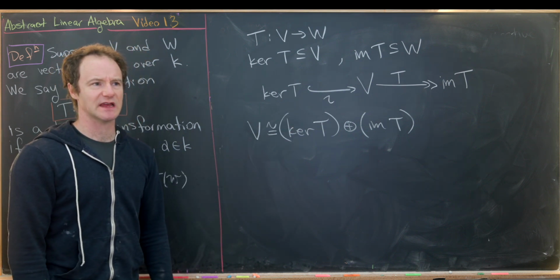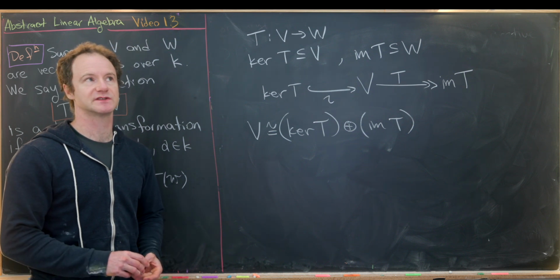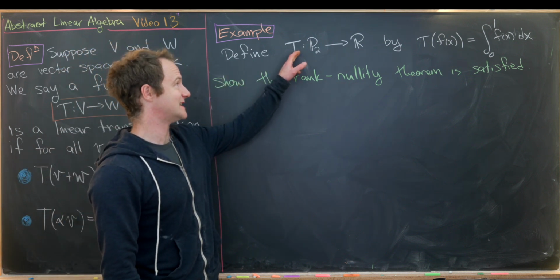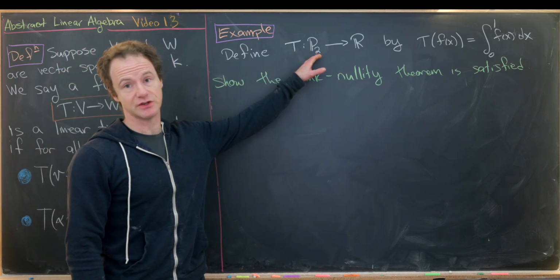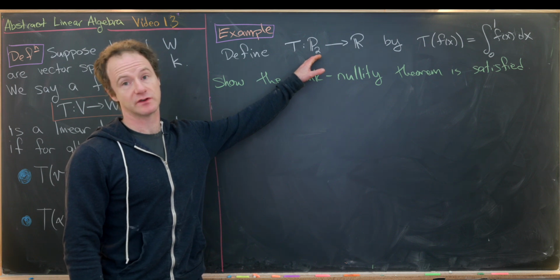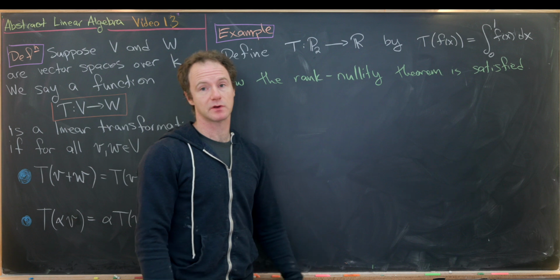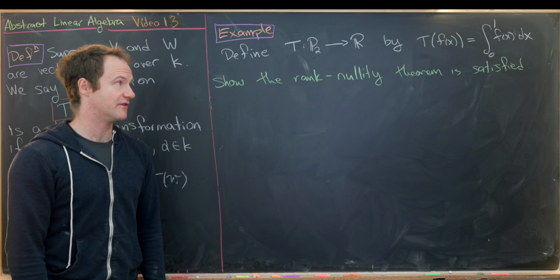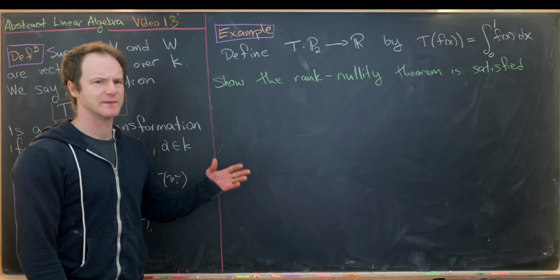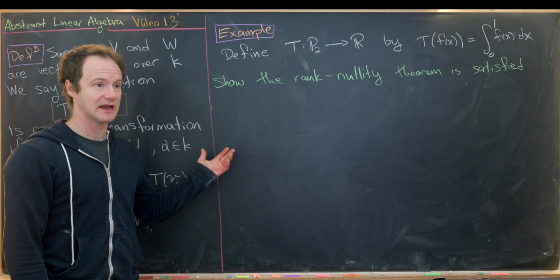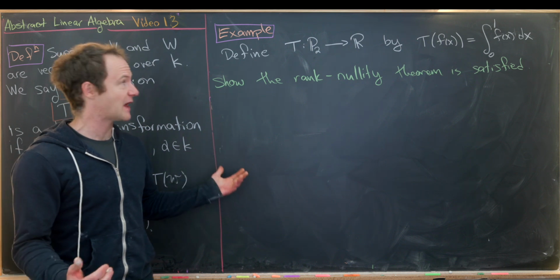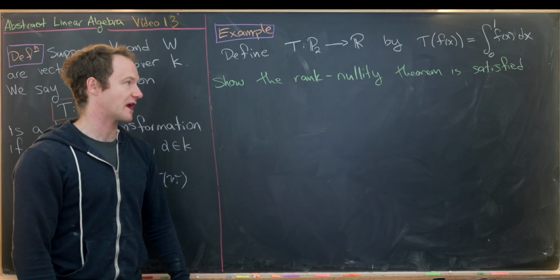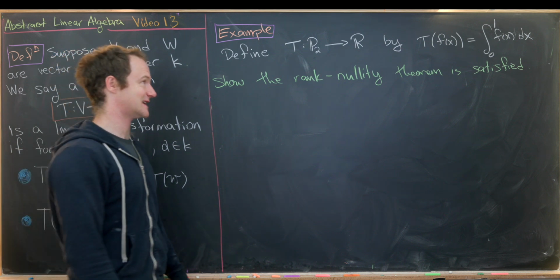Okay, so let's get rid of this, and then we'll do an example and leave you guys with some warm-up problems. Okay, so here's an example. Let's define a linear transformation T from P2, recall that's all polynomials of degree less than or equal to 2, to the real numbers by T evaluated at f of x is the integral from 0 to 1 of f of x dx. Okay, so we need to investigate the kernel and the image and then compare those to the dimension of the domain. And what we're trying to do here is show that the rank nullity theorem is indeed satisfied.